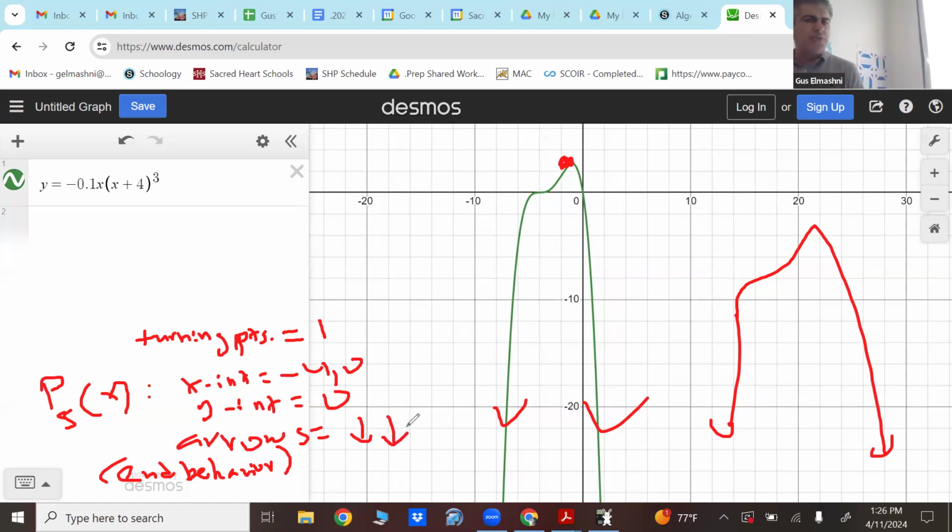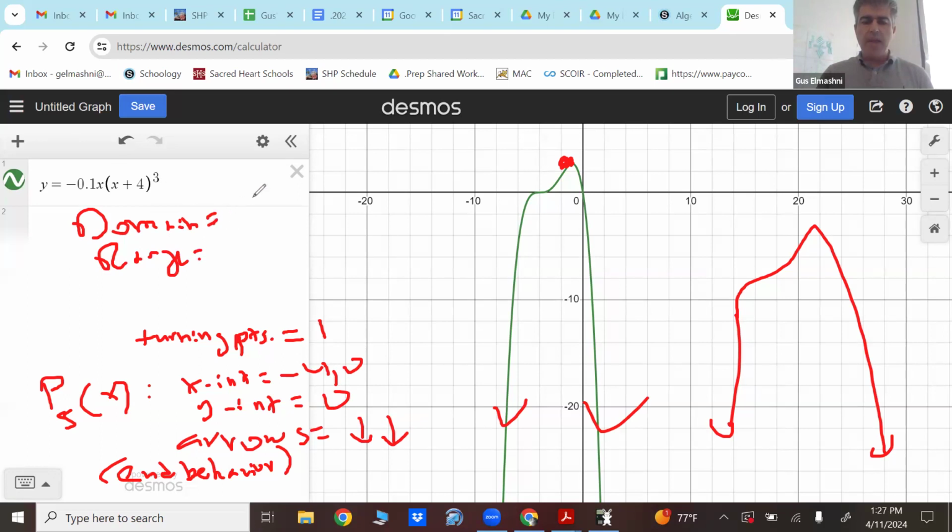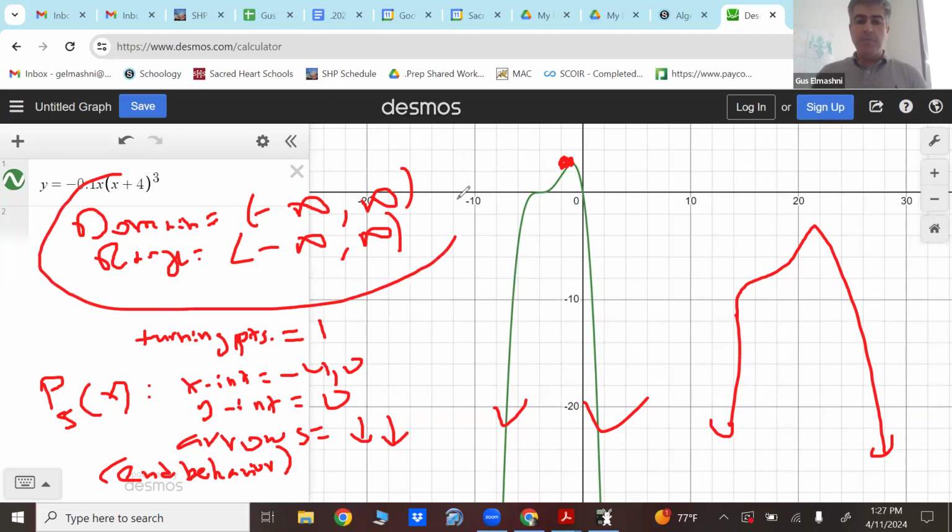By the way, domain and range. We didn't do that for the previous problem. I'm just going to tell you right now, the domain and range for any polynomial function is always all real numbers. That's always true. There's no restrictions at all for any polynomial function. It's always all real numbers. So we'll write it like this, because we're starting to get in the habit of doing interval notation. So that's true for any polynomial function. True.